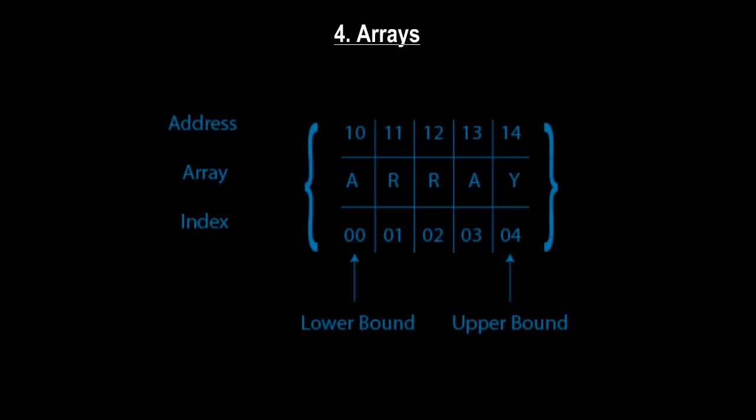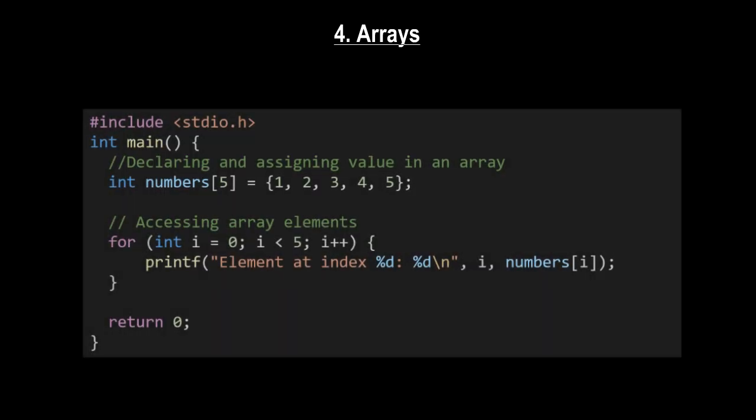Arrays store multiple values of the same type in a single variable. Let's see how to declare and use arrays in C. We declare an array of 5 integers and print each element using a for loop.